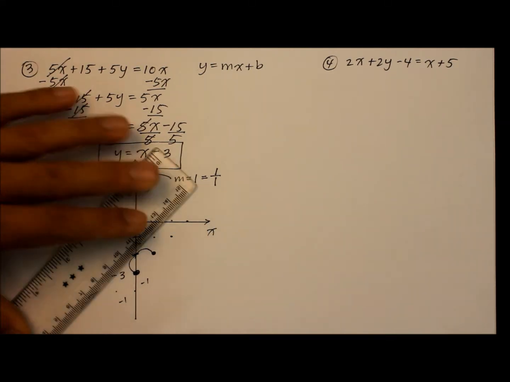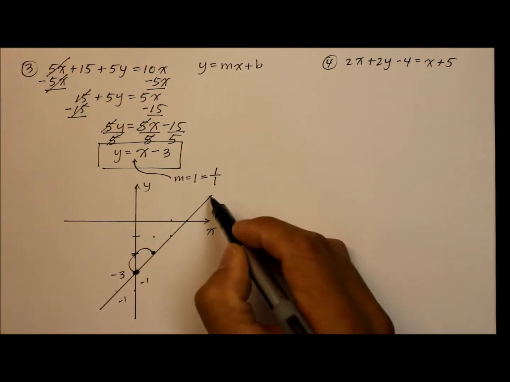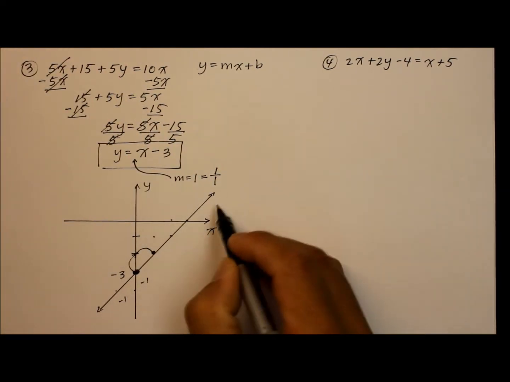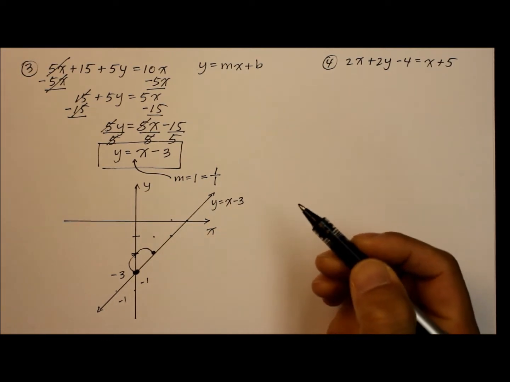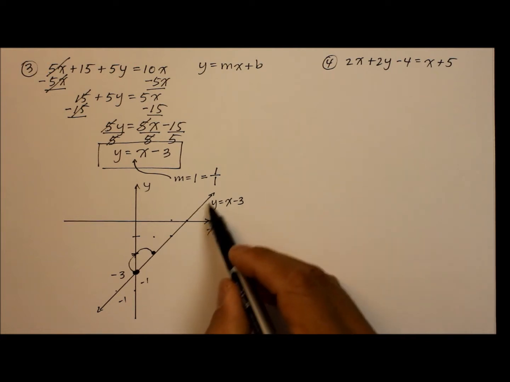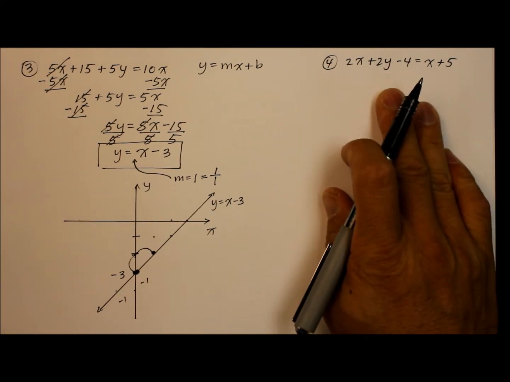So now, I could draw the line through those 2 points, and you got yourself a graph. Okay? And this line now represents the equation y is equal to x minus 3. It is a common courtesy in algebra to label all your lines with the function. You try that one.